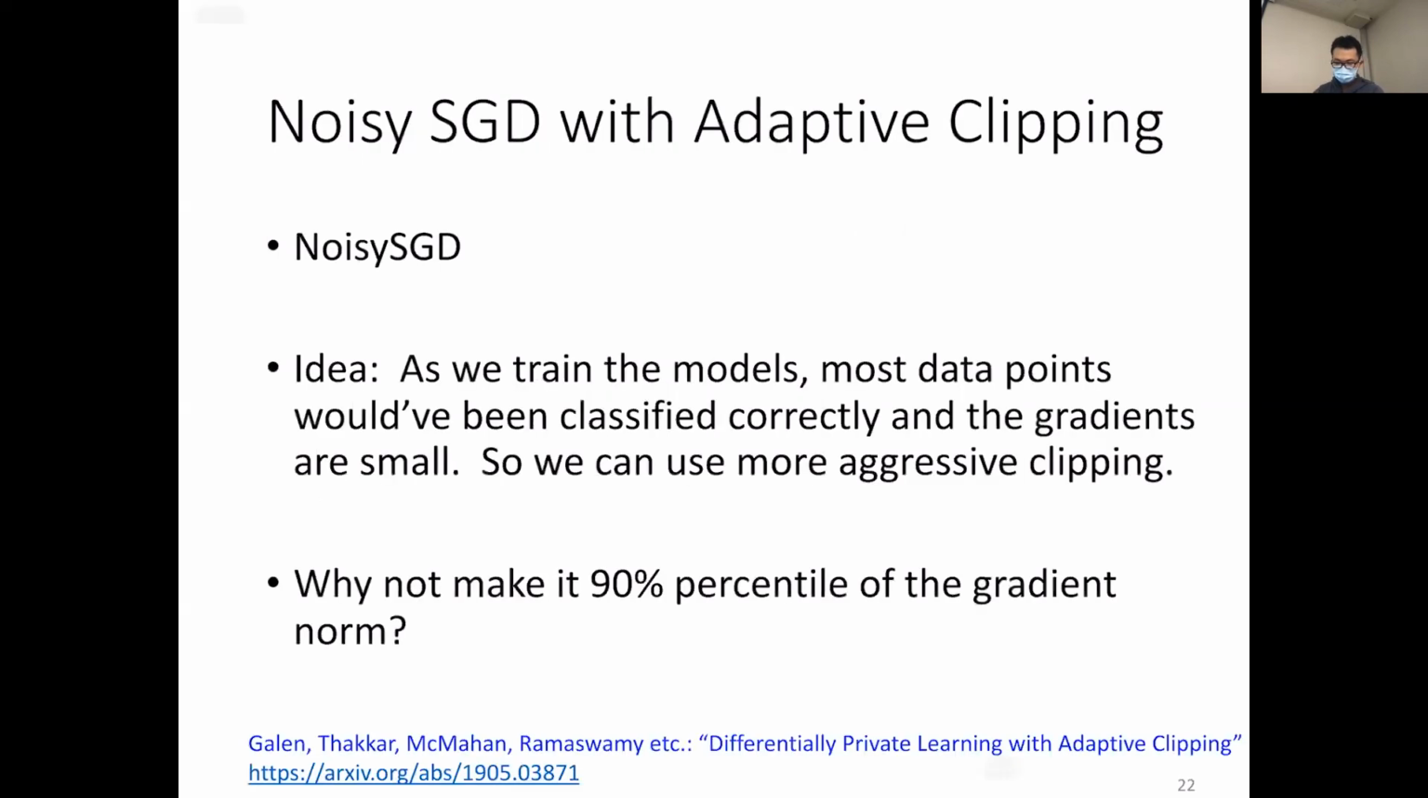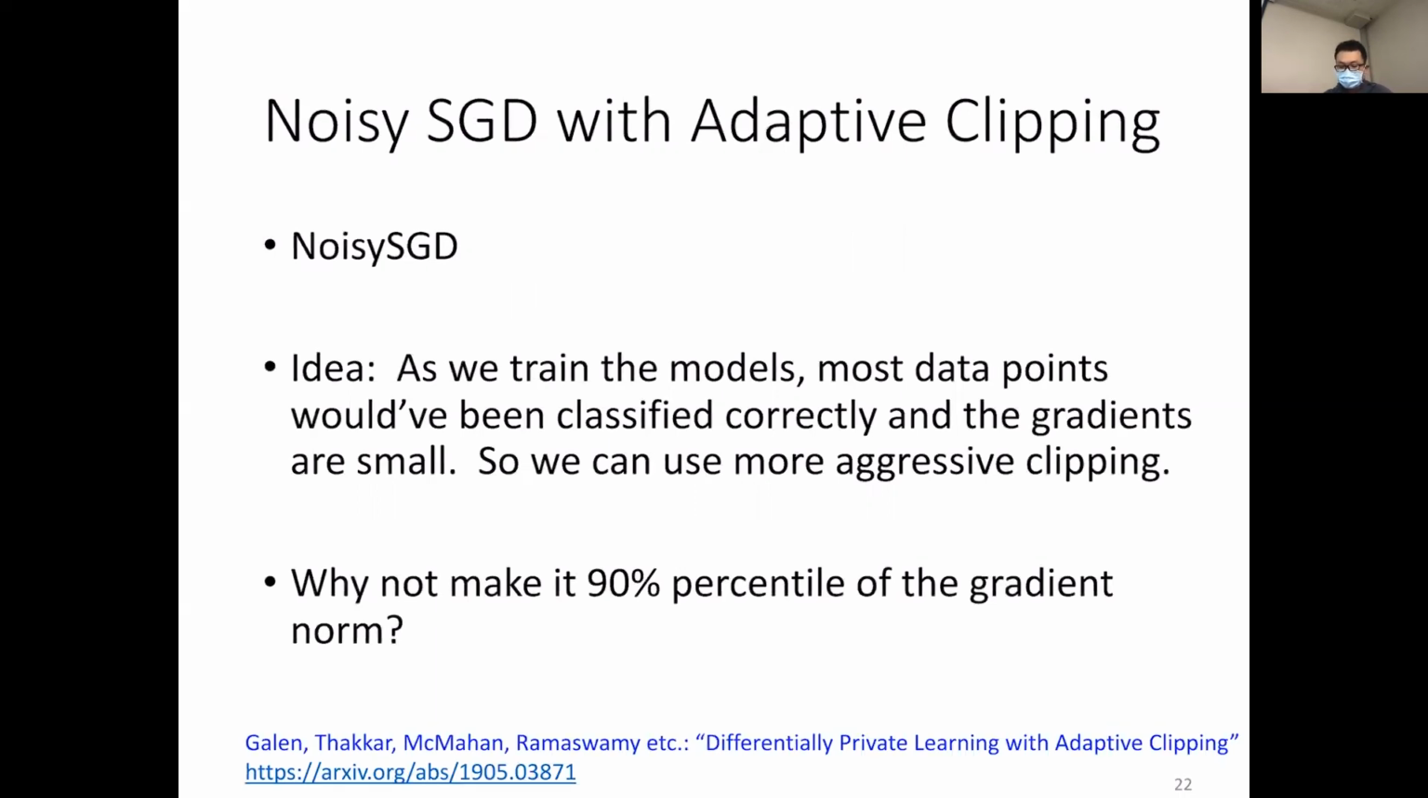First, we'll introduce the adaptive clipping approach in noisy SGD. This is one way to adapt to particular structure of the data. First of all, as a reminder, how does noisy SGD work?